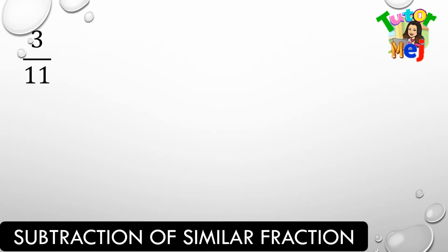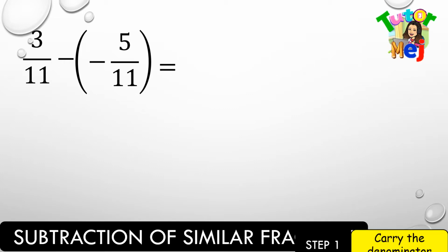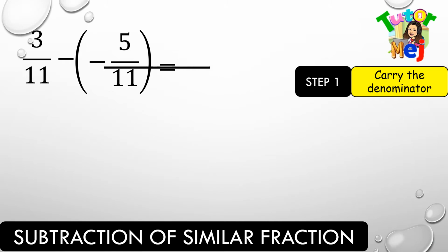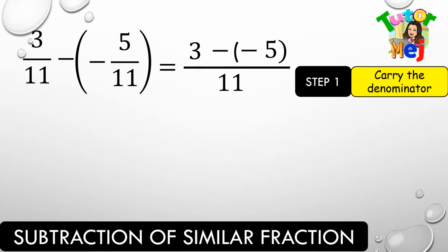Next example, 3 over 11 minus negative 5 over 11. So, kung mapapansin ninyo, hindi ko na binago yung fraction, pero iniba ko yung sign ng ating subtrahend. So, unang step pa rin natin ay carry the denominator. Now, next, i-carry na rin natin yung kanilang numerator, 3 minus negative 5. So, step 2 natin, finalize the operation.